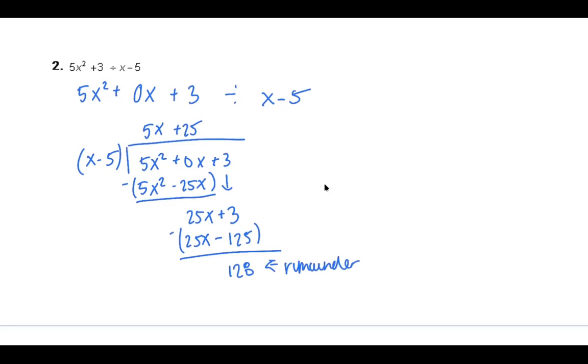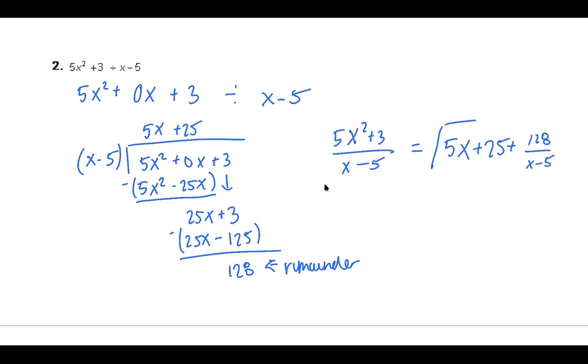So when I write my final answer, since I'm dividing by x minus 5, my final answer is going to be 5x plus 25, my answer on top, plus 128 over x minus 5. That would be my final answer.